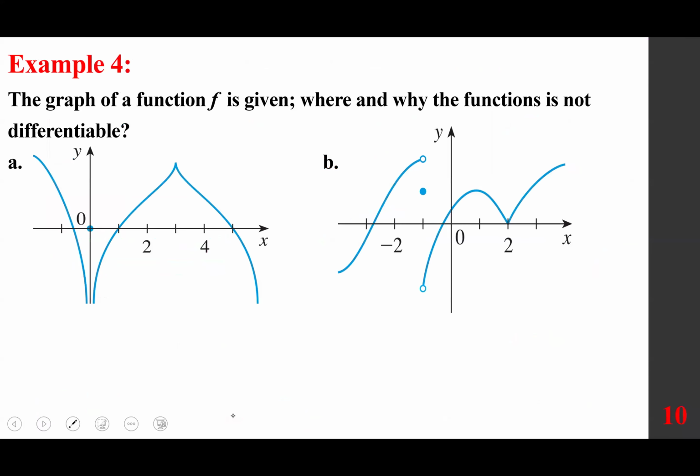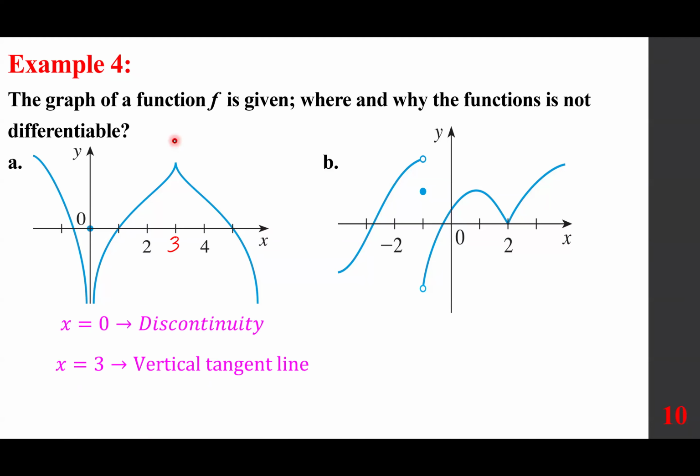Look at a simple example. The graph of a function f is given. Where and why is the function not differentiable? Start with the first one. Obviously, at x equals 0, we have a discontinuity. At 3, we have a vertical tangent line.